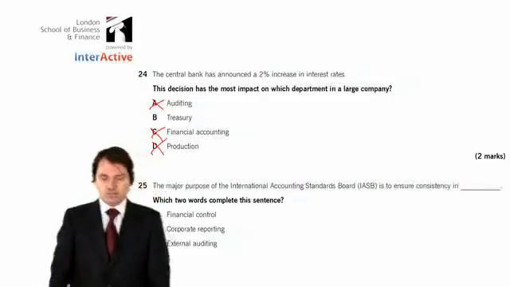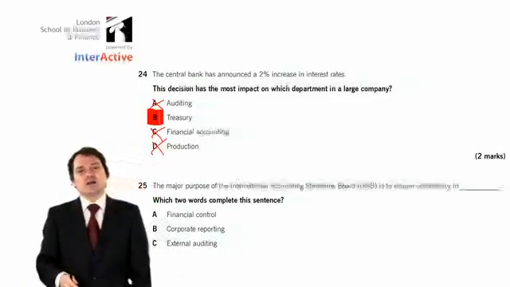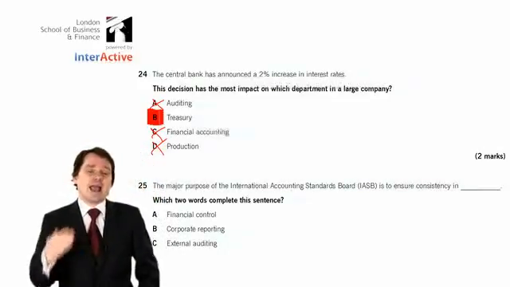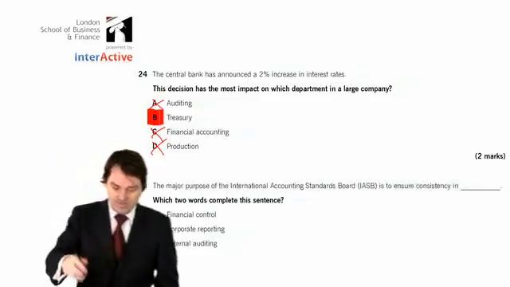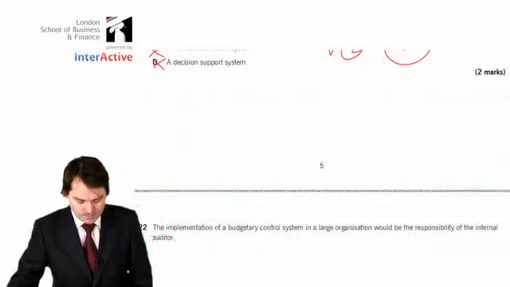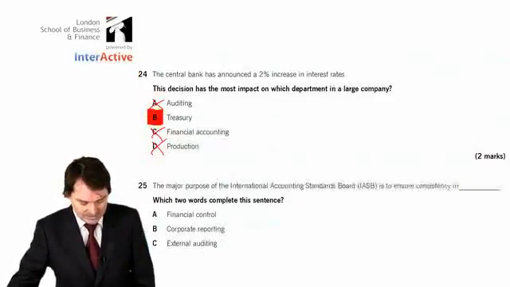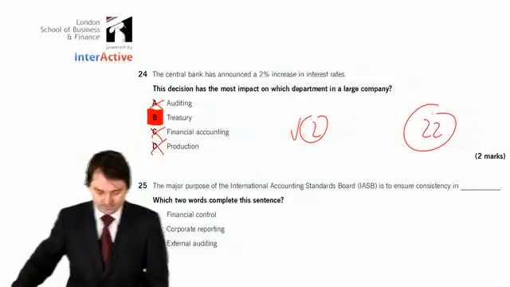It's got nothing to do with production whatsoever. It's Treasury. If you remember what Treasury does, Treasury is looking at things like how do we borrow money and where do we borrow it from. Interest rates will affect them. So again, I think that one is relatively straightforward. And so that means we've got another 2 marks, now taking us up to 22 altogether.